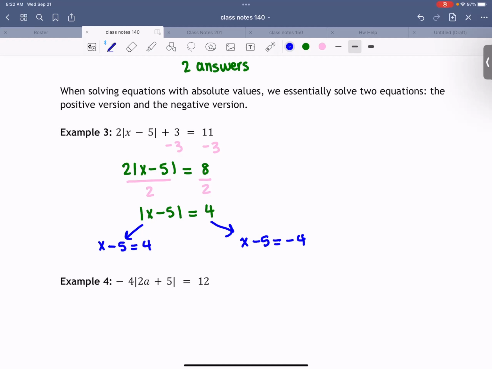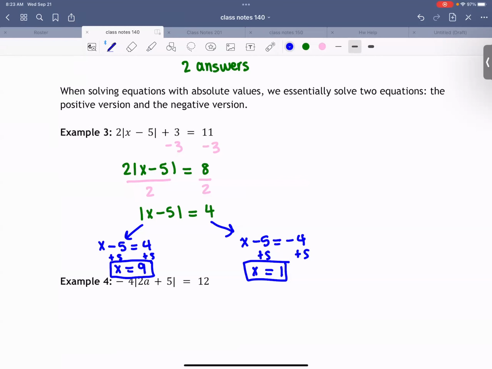Okay, so basically what I did is I rewrote the equation twice. On one side, I took away the absolute value symbols and just left the equation alone. On the right-hand side, I took away the absolute value symbols and I changed the 4 into a negative. So we can solve both of these. I can add 5 on both sides and get x equals 9. And I can add 5 on both sides here. That gives me 1. So two answers, x equals 9 and x equals 1. Any questions on what I've done here?